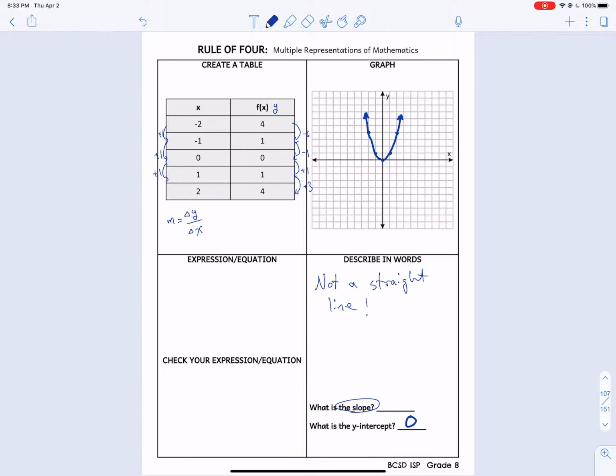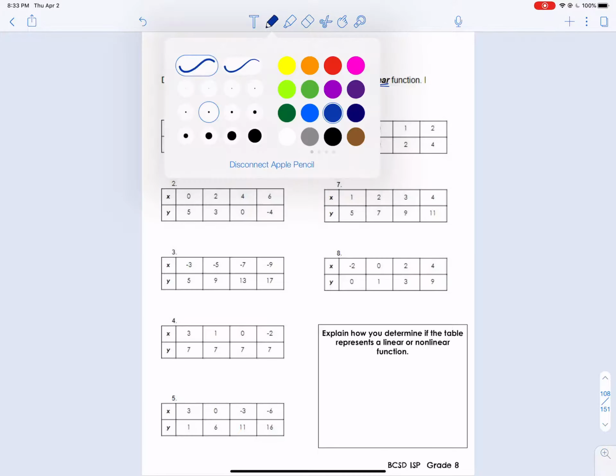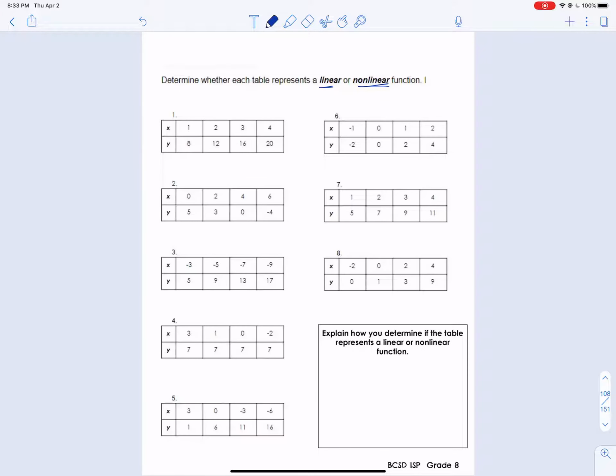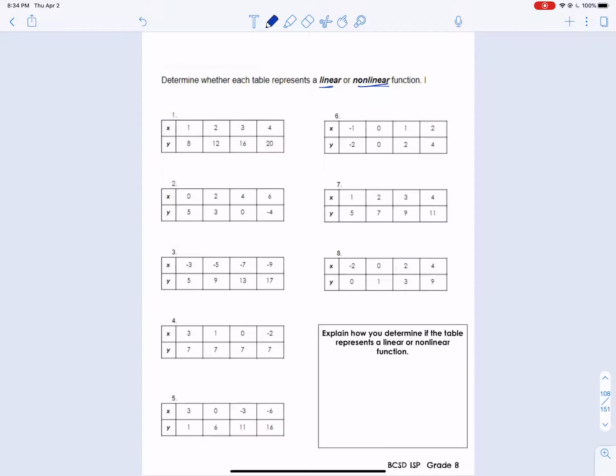Algebra, if you're an algebra student watching this, then you should be able to write an equation for this. All right, so anyway, the next one, we just have to determine if it's linear or nonlinear. So just like we did before, we're looking for constant rates of change. And if we get something different like this, it was -3, then -1, then +1, then +3, if it changes like that, then it's nonlinear.